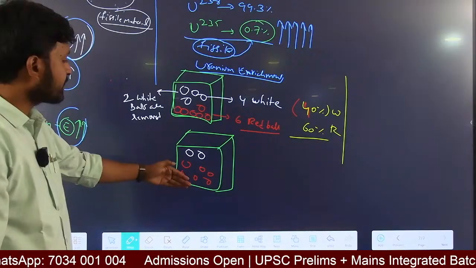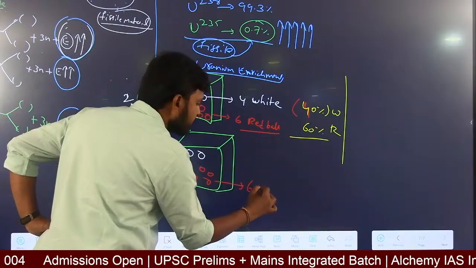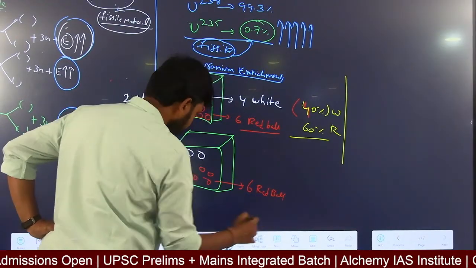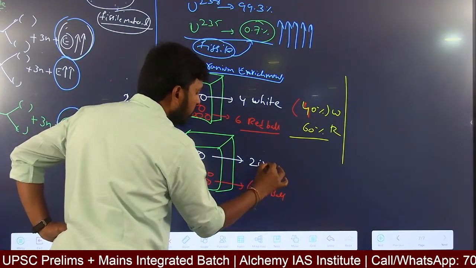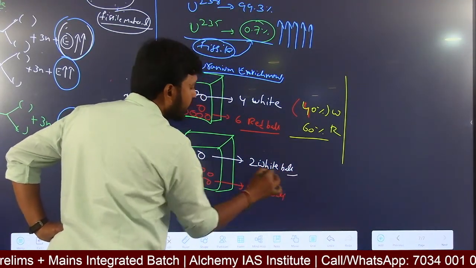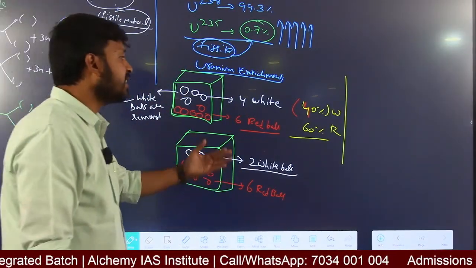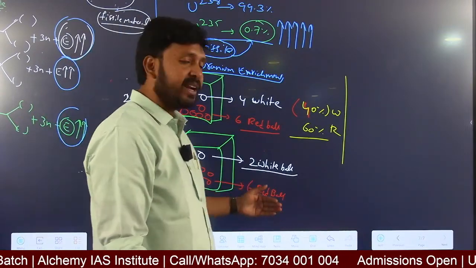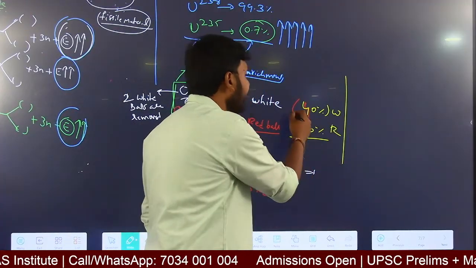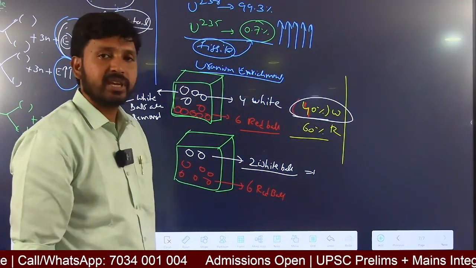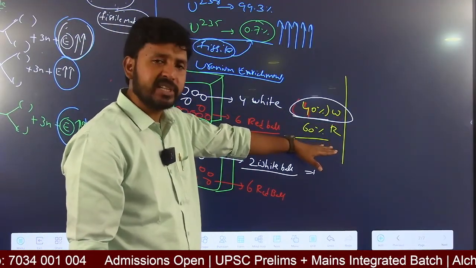So 6 red balls are there and only 2 white balls are there. I'll write here: 6 red balls, and only 2 white balls. So now if I calculate the percentage, what should it be? Earlier the percentage of white balls was hardly 40 percent. Now the percentage of red balls is 60.